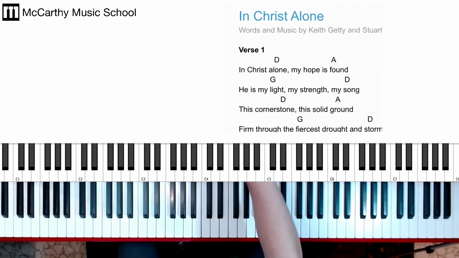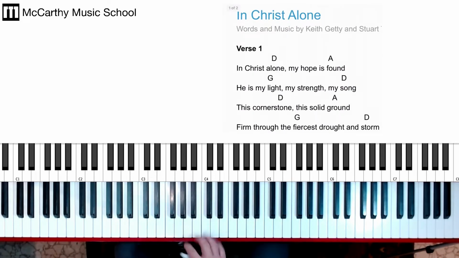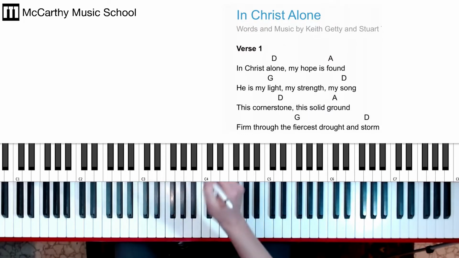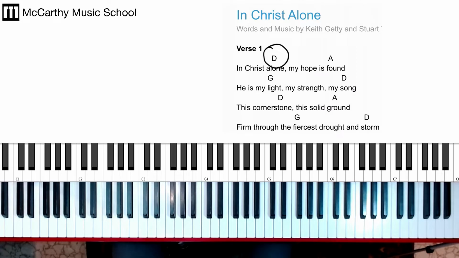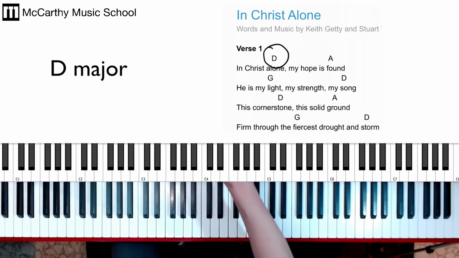So the first line we have, in Christ alone, in Christ alone. And right above alone, we have this D here. Now that D is actually the name of a chord. Whenever you see a chord name that's just a letter all by itself, and there are no other modifying letters or numbers written next to it, you know that that is going to be a major chord. So this D here is actually looking for a D major chord. That's what that means, D major. So that's the first chord we're going to take a look at here.